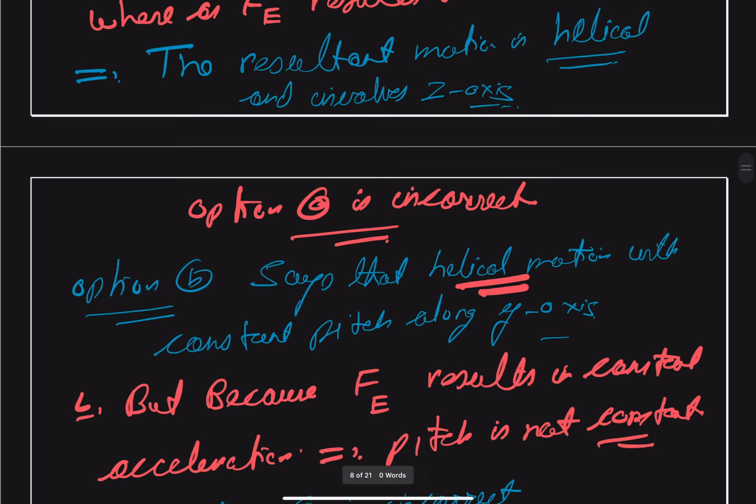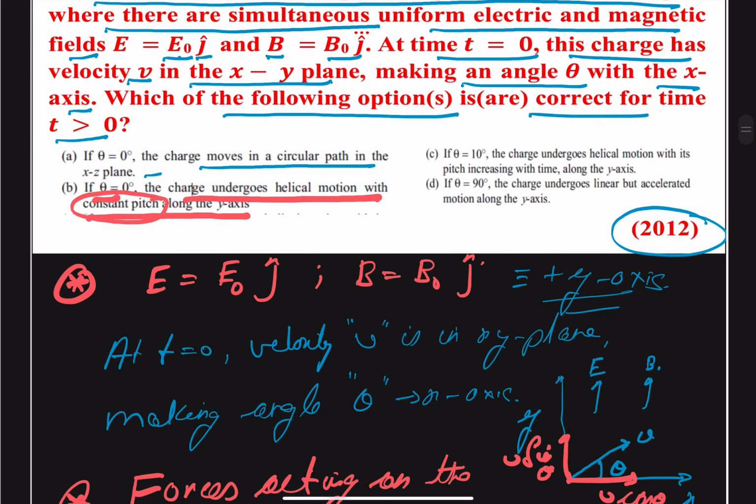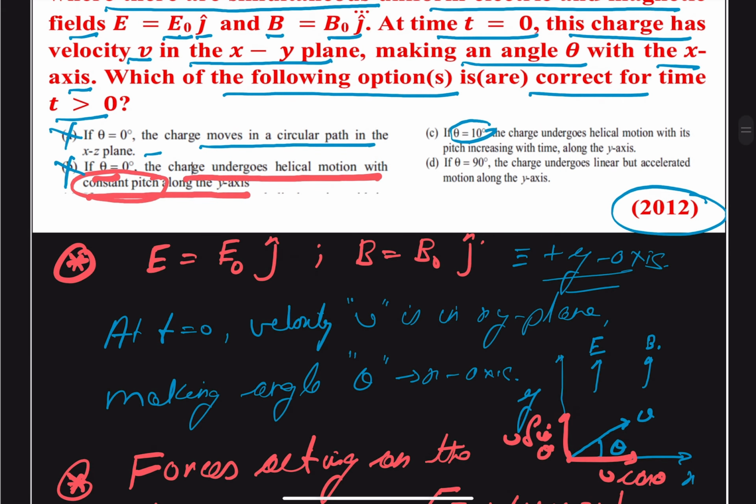Now we come to option C, and option C said that theta is 10 degree. So these both are incorrect. And at 10 degree, the charge undergoes a helical motion with its pitch increasing with time along y-axis.